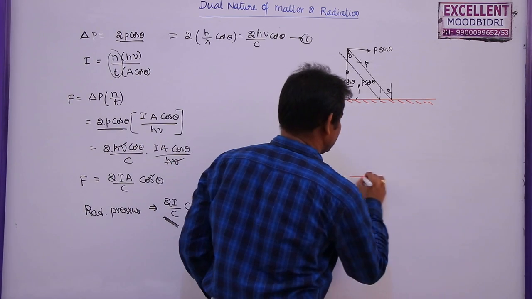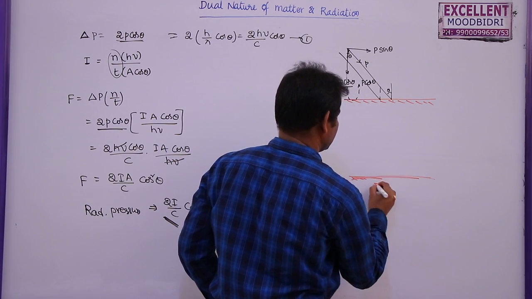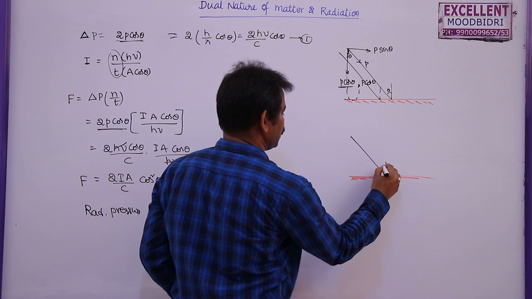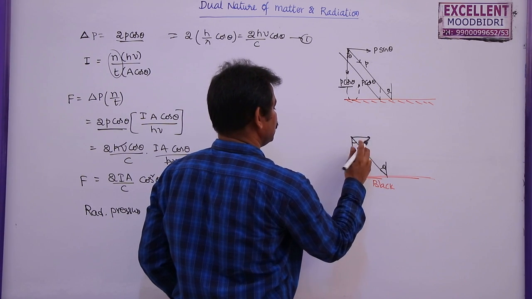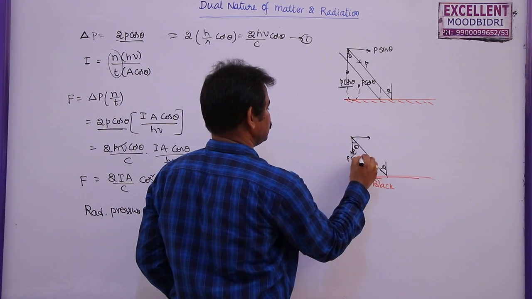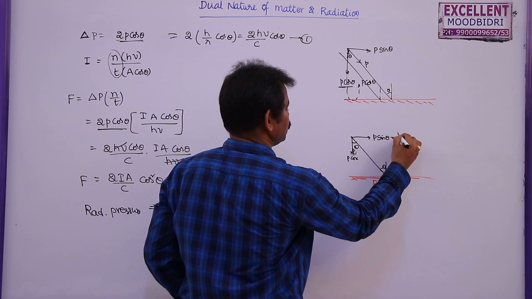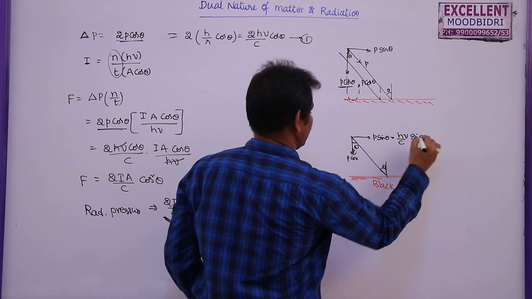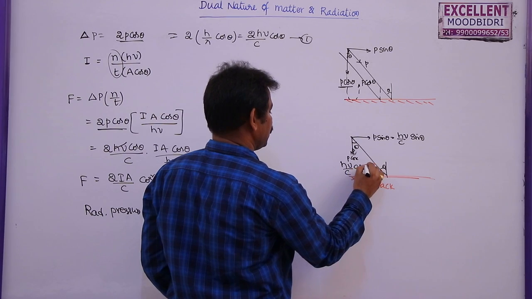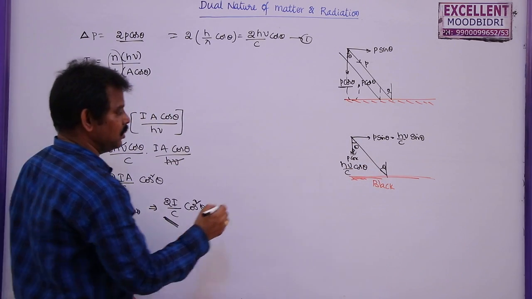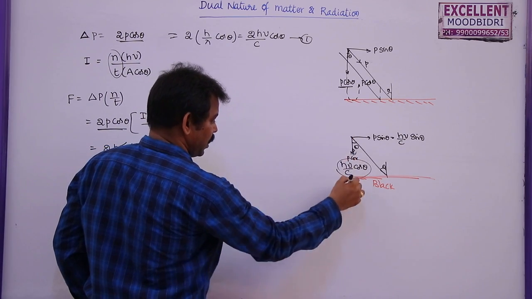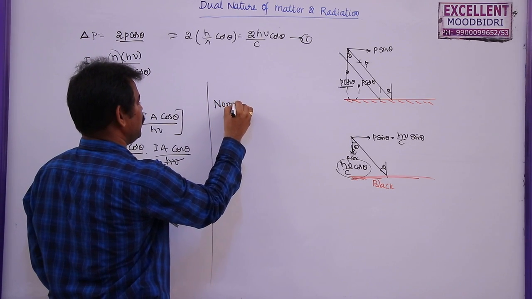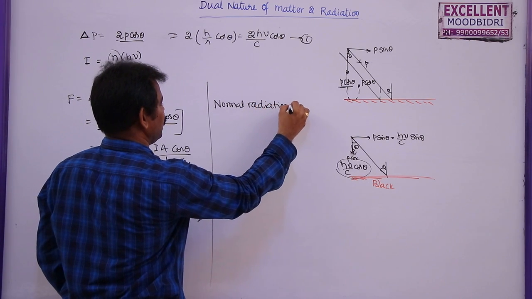Now, suppose the surface is not a perfect surface, let us say this is a black body. Now the radiation is incident at an angle theta with the vertical here. So this can be resolved into two components. Here this is theta, this is P cos theta, this is P sin theta, where P is equal to h by lambda, or h nu by c. So in this case what happens? Now I am going to find out the radiation which is normal. So we have two types of radiation pressures here. Normal radiation pressure.